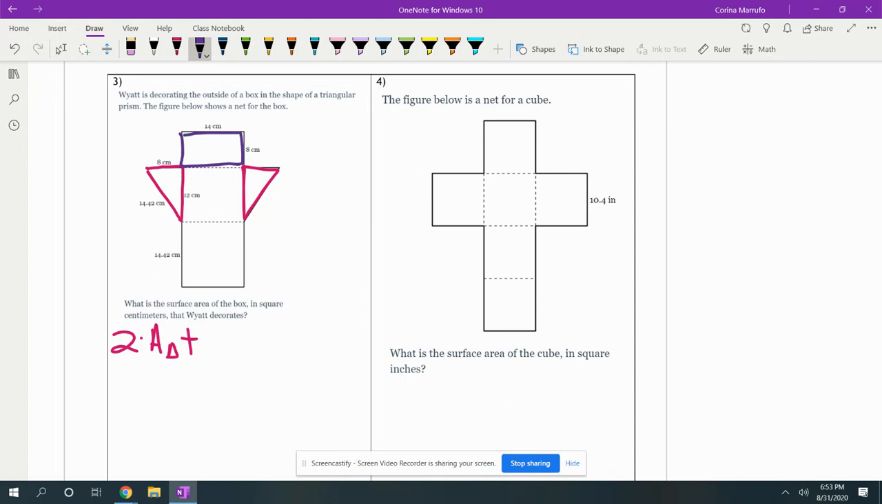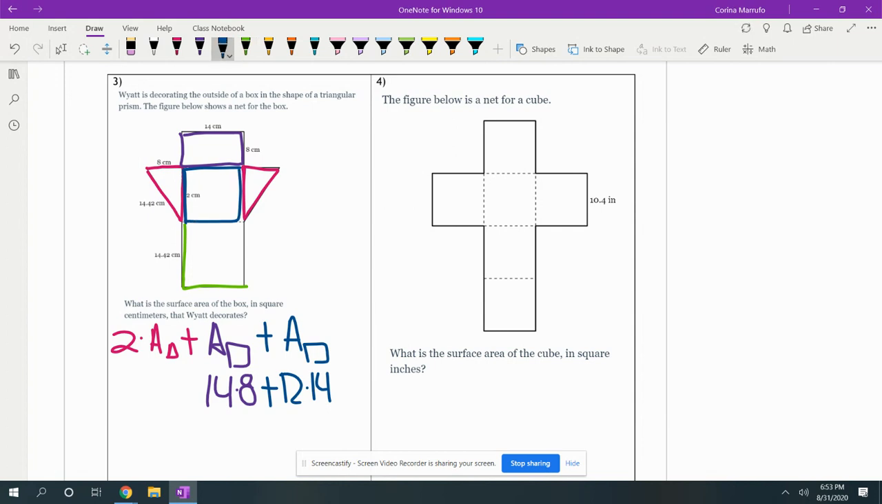This is 14 by 8, so we have this one. I already gave you the dimensions, 14 by 8. This one has a different dimension. This is 12 and this is 14. So plus the area of this next rectangle, which would be 12 times 14. Plus this one also has different dimensions. This is 14.42, and from here to here is still 14. So plus the area of the last rectangle, which would be 14 times 14.42.